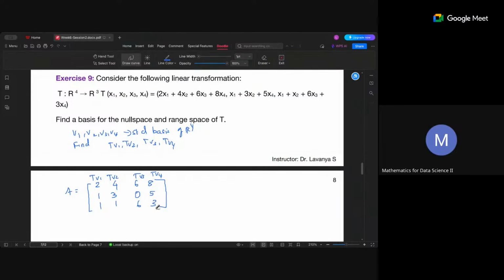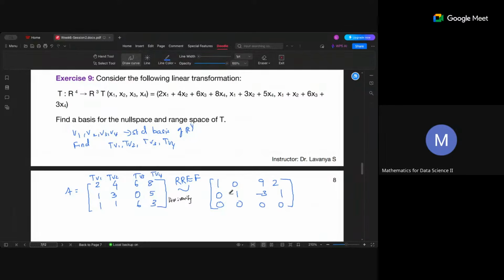All right. Since I don't have much time, I'm going to straight away write the RREF form of this matrix. I will give you this as homework to verify. The RREF form is 1, 0, 9, 2, 0, 1, minus 3, 1, 0, 0, 0, 0.